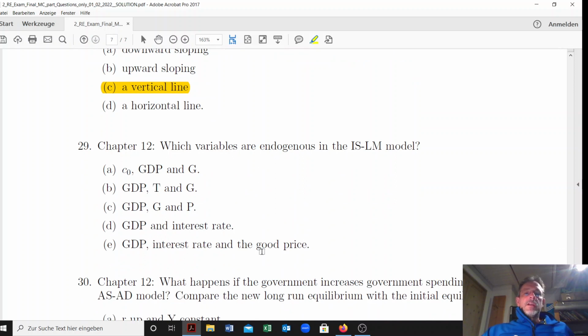Chapter 12. Which variables are endogenous in the IS-LM model? We have two equations, the IS equation and the LM equation. So we can only solve for two endogenous variables. And hence GDP and the interest rate are endogenous. We put the interest rate and the GDP level on the vertical and horizontal axis, so that we directly know how a shock is digested, how the endogenous variables react in case that one exogenous variable changes.